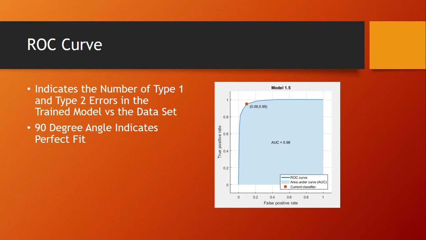The ROC curve is going to indicate the number of type 1 and type 2 errors in the trained model versus the data set. This is another indicator of how accurately the model's been classified. You're looking for the area under the curve to be as close to 1 as you can get it, and for the graph to look as much like a right angle as possible.